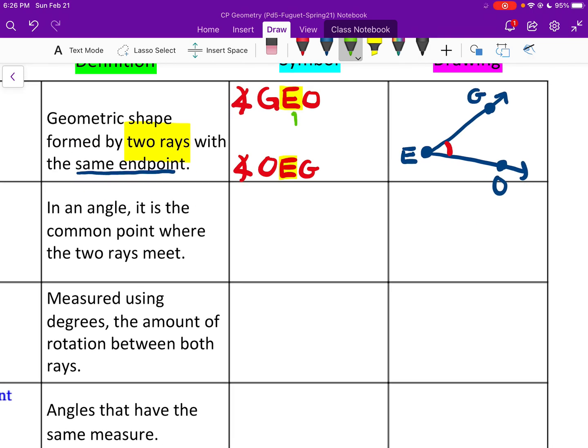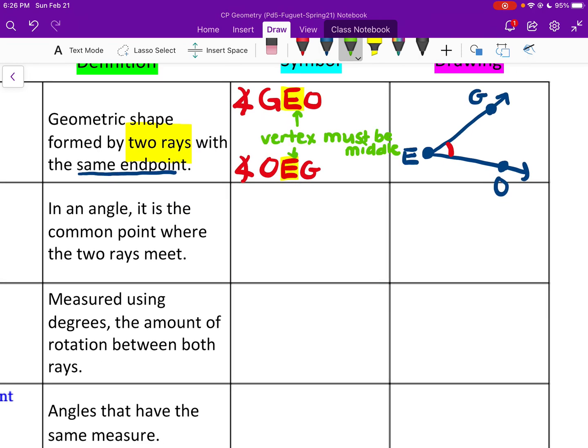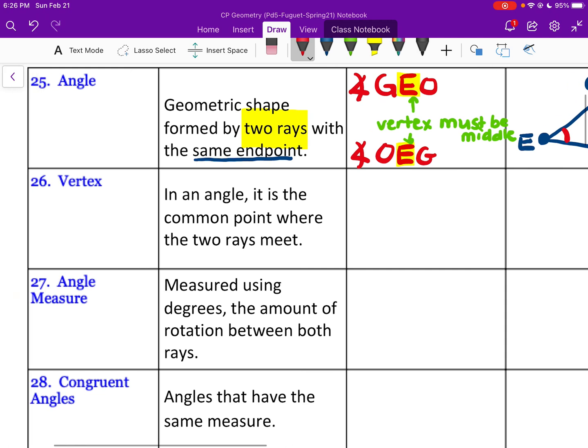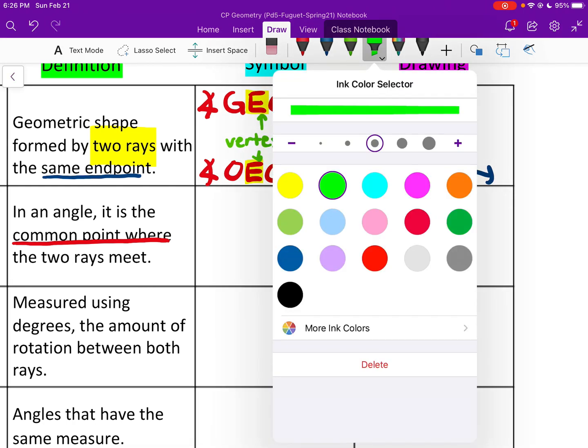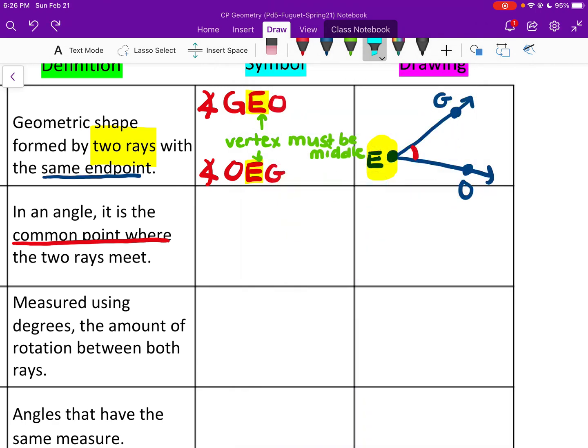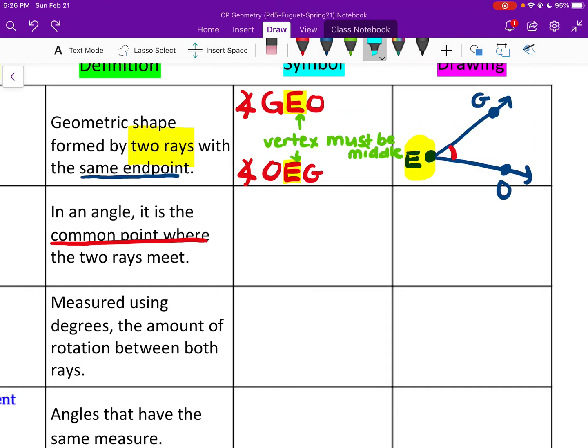So I'm going to put this in, and I'm going to say vertex must be middle. All right, and if you take a look, our next term is going to be vertex, so we'll talk about what that means. But for now, let's just say it. A vertex is the common point where the two rays meet, right? So if we look back to this picture, point E has to be the vertex. It's the point that both the green ray and the blue ray share. So point E is our vertex, and it always has to be in the middle when we name it.